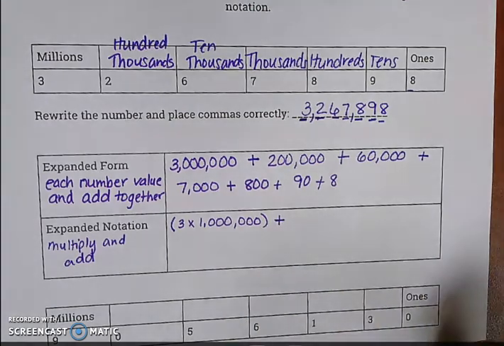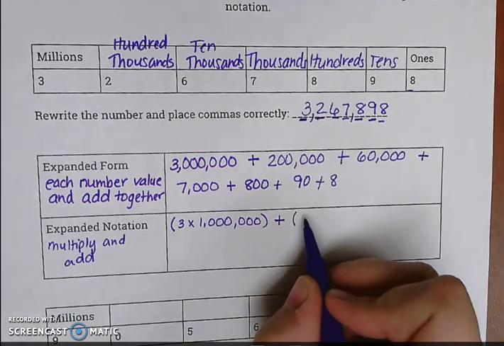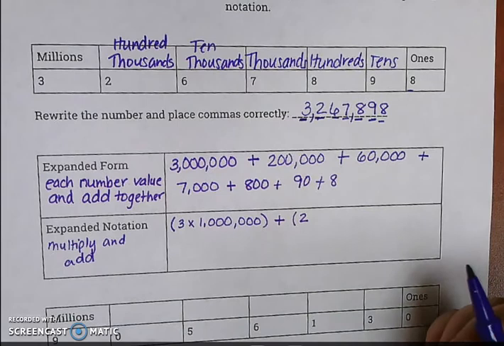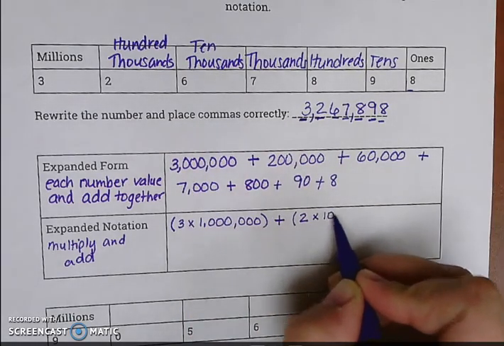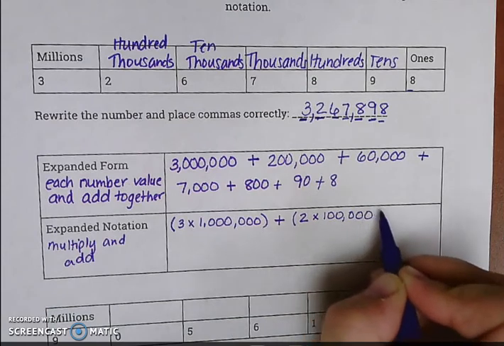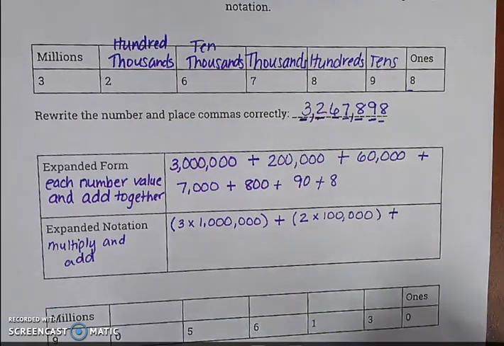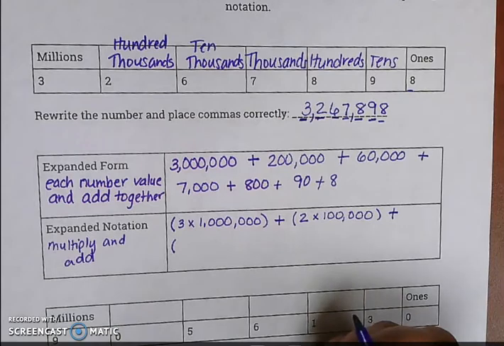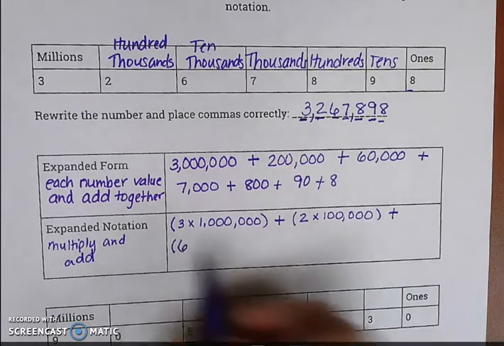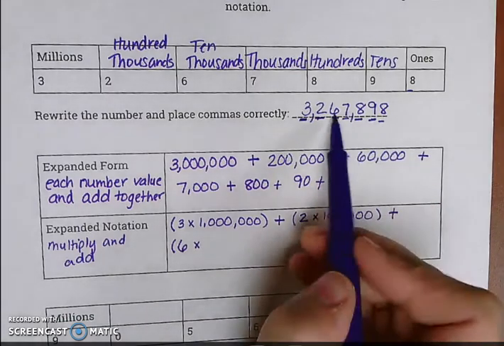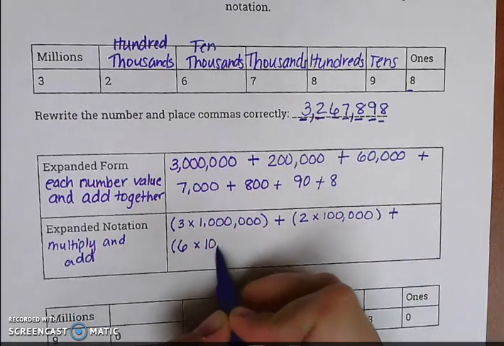We're going to add that next number. We've got our 2. So parenthesis again, we've got our 2. And the 2's in the 100,000 spot. So I'm going to multiply by 100,000. Plus, I'm going to do parentheses down here so I've got enough space. Plus, the next number is 6. Times, and the 6 is in the 10,000 spot, so times 10,000.